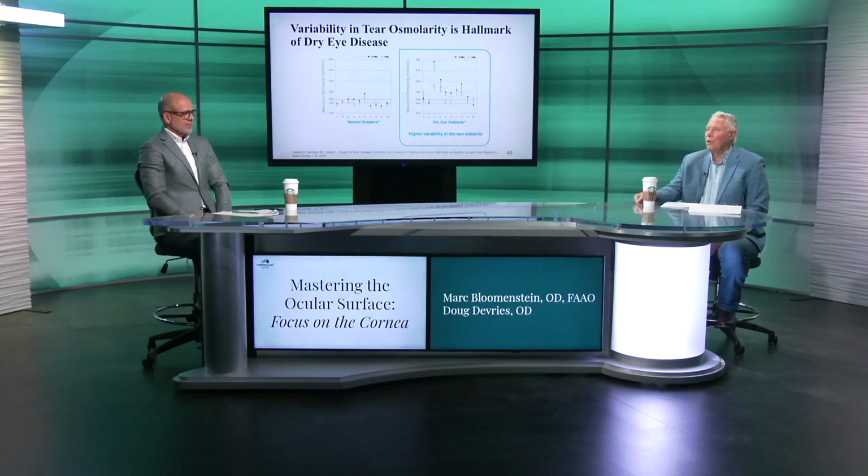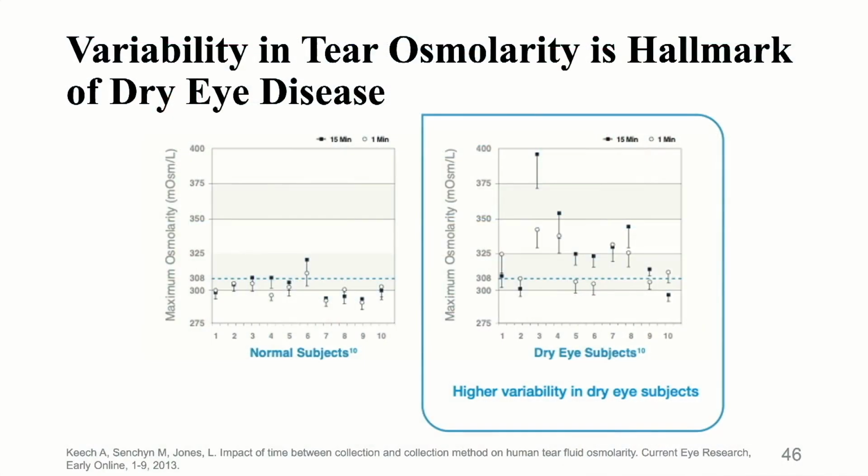And we talked about variability, and I think this is a quintessential point of osmolarity, that it's going to vary, and you can have a false negative. When we look at normal subjects, you see the variation with normal subjects? Very, very little. But when we take a look at the dry eye subjects, you have this incredible variability where it goes from normal and goes very, very high.